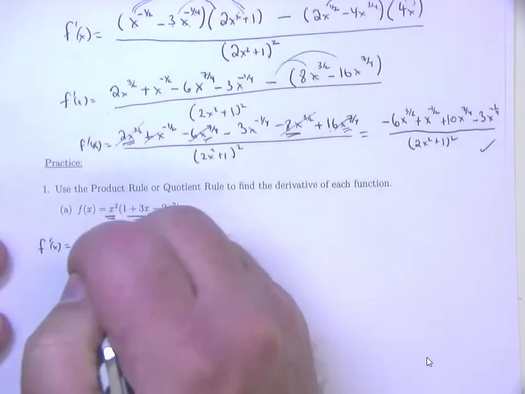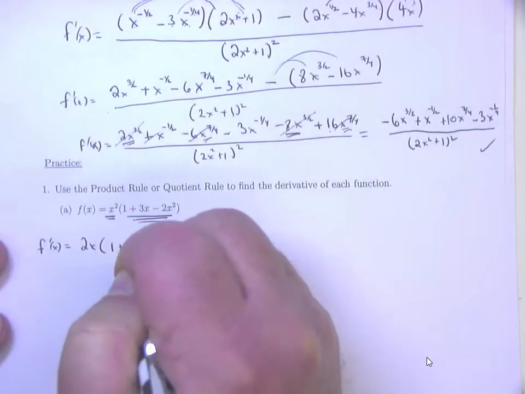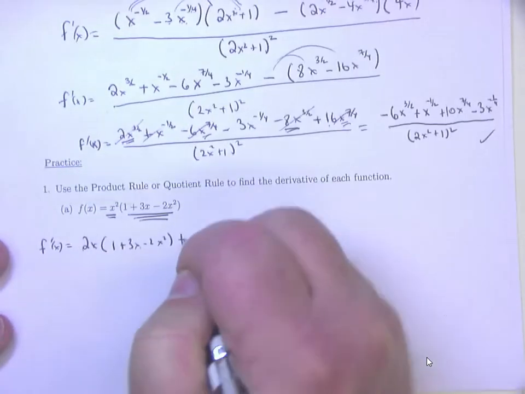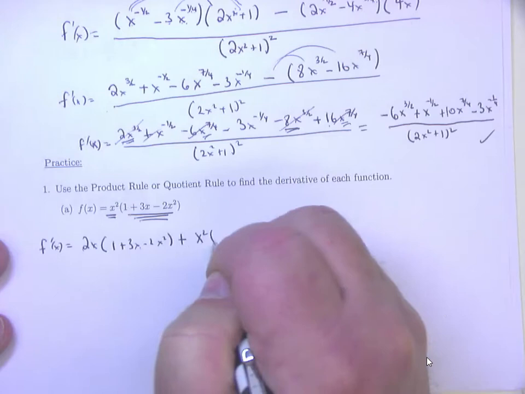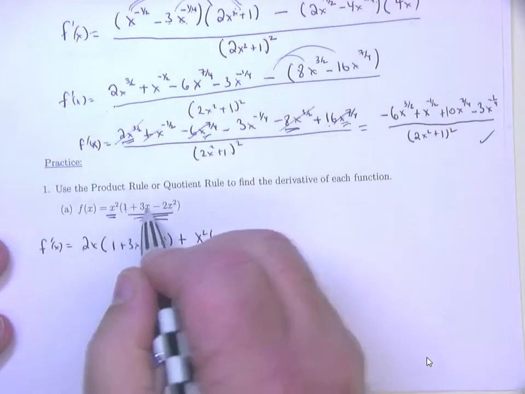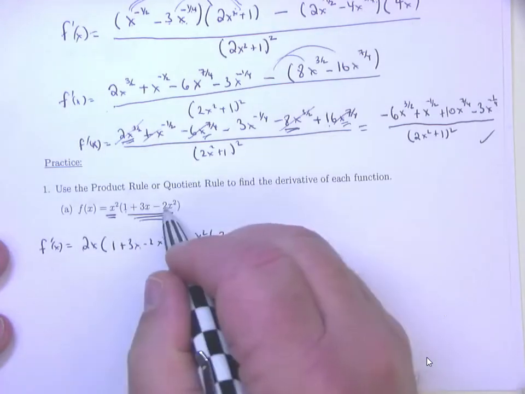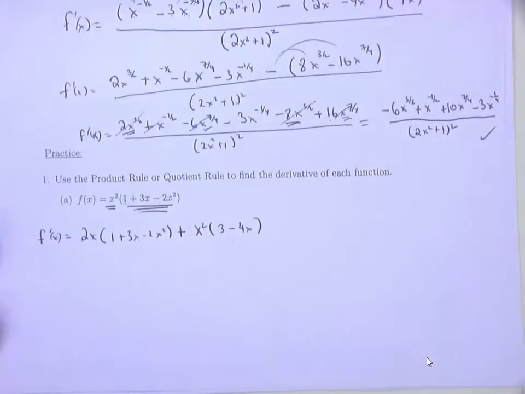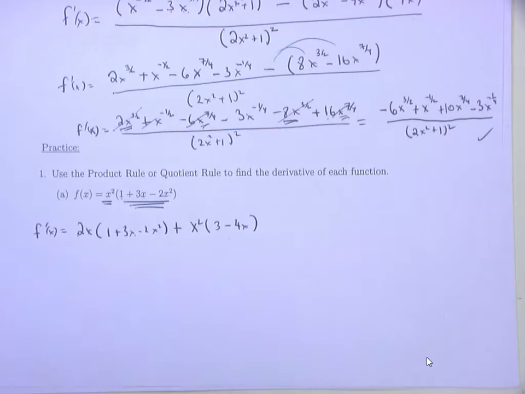Derivative of x squared is 2x times the second, 1 plus 3x minus 2x squared. Derivative of the first times the second plus the first, which is x squared, times derivative of the second. Derivative of 1 is 0. Derivative of 3x is 3. Derivative of minus 2x squared would be minus 4x. Does that make sense? There's your answer, and that's the product rule.